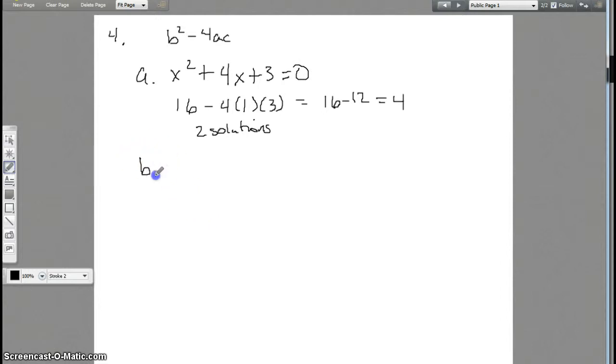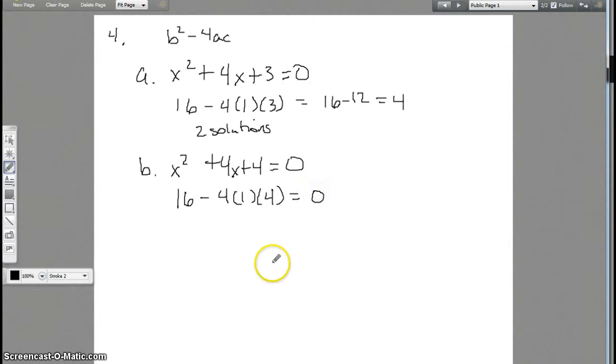Now looking at part B, we have x squared plus 4x plus 4 equals 0. So again, our b is 4, and when we square 4, we get 16, minus 4 times a times c. Our a is 1. This time our c is 4. So what we have here is 16 minus 16, and that's 0. Since our discriminant equals 0, that means that we have one solution.